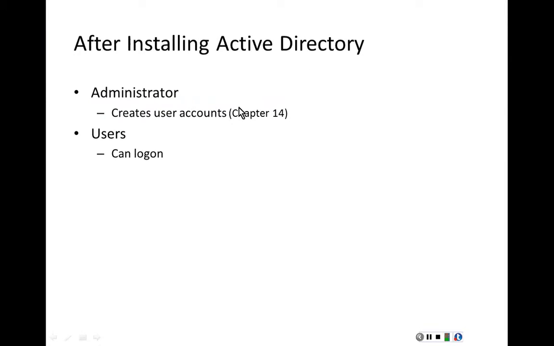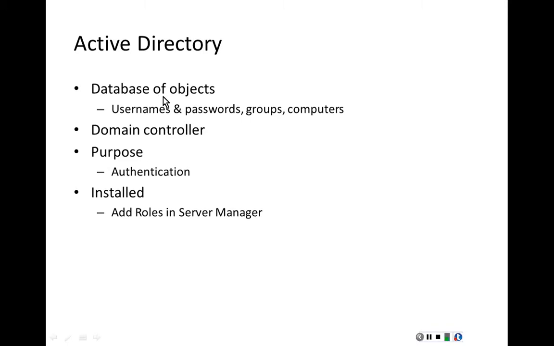After installing Active Directory, then you or I, as the administrator, then go and create user accounts. And then after we install Active Directory and after we create user accounts, then users can log in. And of course, that's the whole purpose of Active Directory. So Active Directory is a database of objects, such as usernames and passwords, or groups, or computers. And a domain controller is also called an authentication or a login server. The purpose of Active Directory is authentication. The way we install it is we select Add Roles in Server Manager.